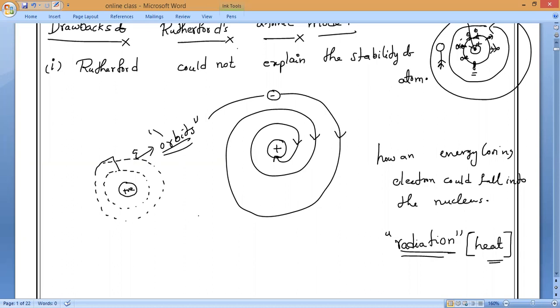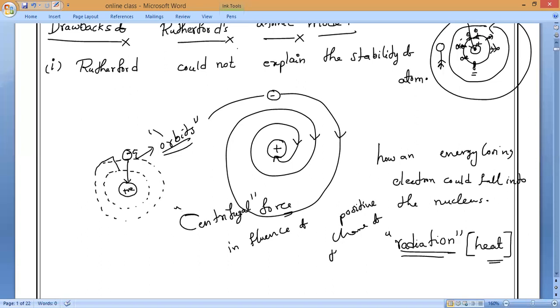So here he said that there is a static force in physics. We all know that the force is always acting towards the center. What is that force called? Centripetal force, sir. So he said that electrons are revolving around the nucleus under the influence of a centripetal force, the influence of positive charge. Who is the positive charge? The nucleus.